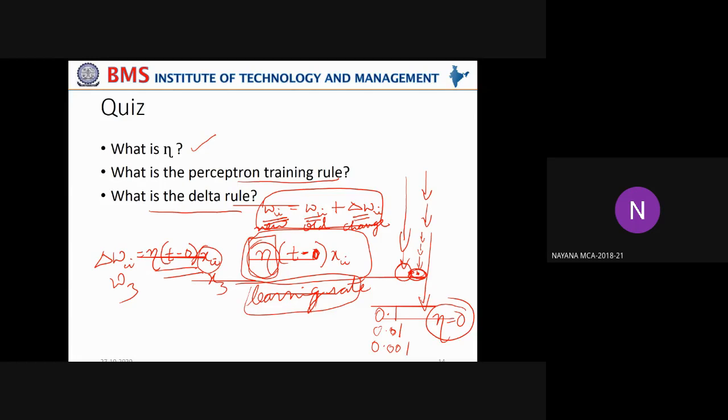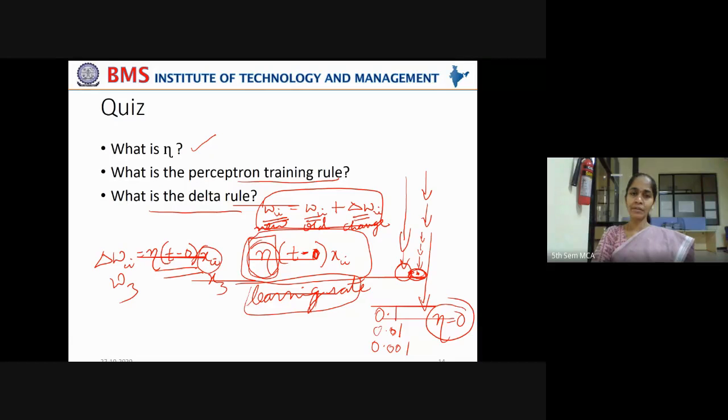It will update the weights. Here also it will update the weights. Where is the perceptron training rule more suitable, for which kind of problems? Linearly separable problems or non-linearly separable problems?